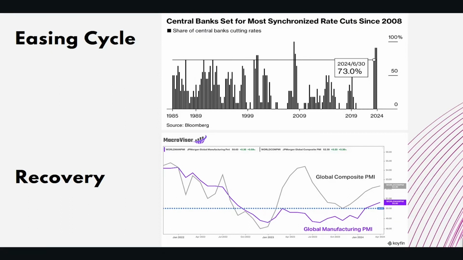Above 50 is expansionary. And so global composite PMI and global manufacturing PMI are both now in expansionary territories. This will likely put some upward pressure on prices as well, because there's going to be more demand for goods and services. And therefore, we might see prices increase as well.